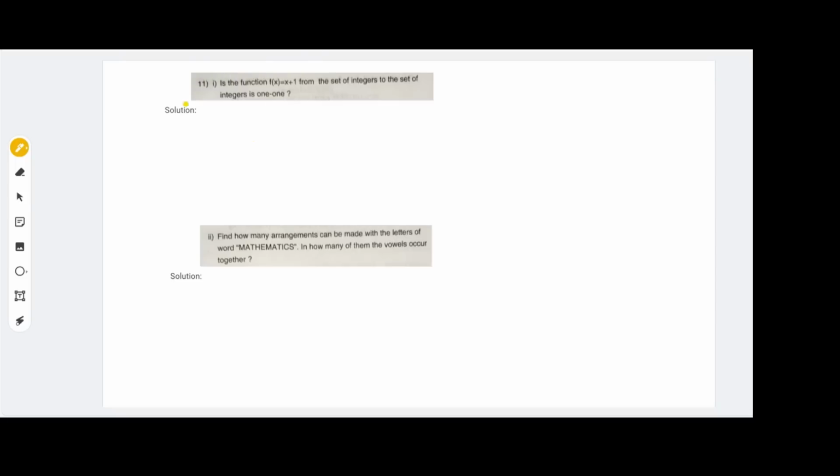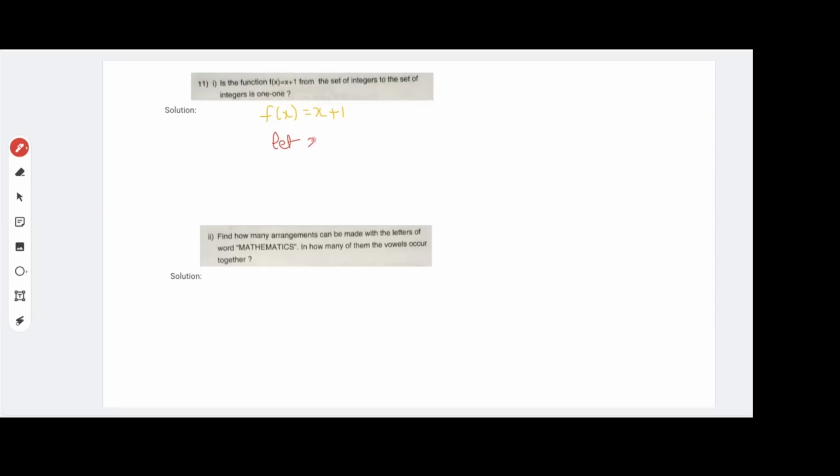The 11th one is the function f of x equals x plus 1 from the set of integers to the set of integers. We have to check whether it is one-one. How to check one-one?